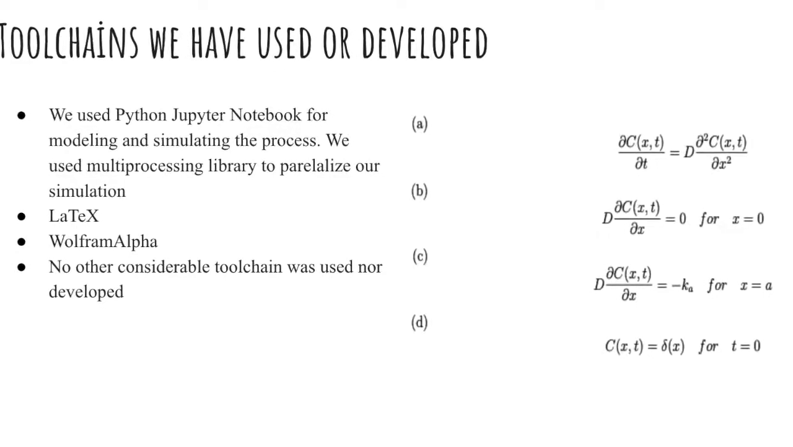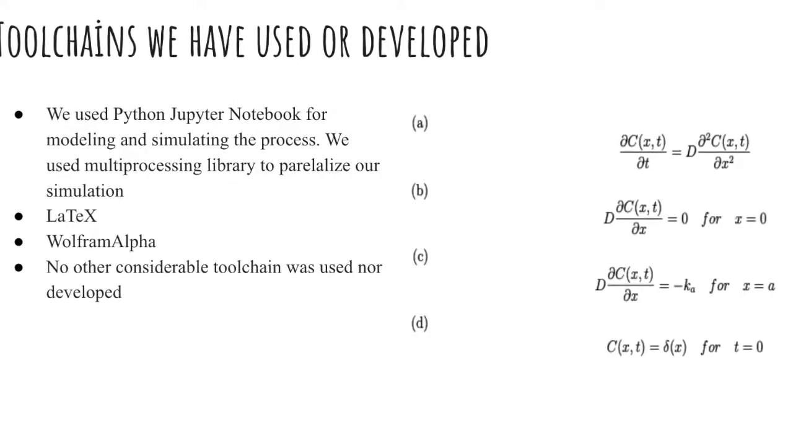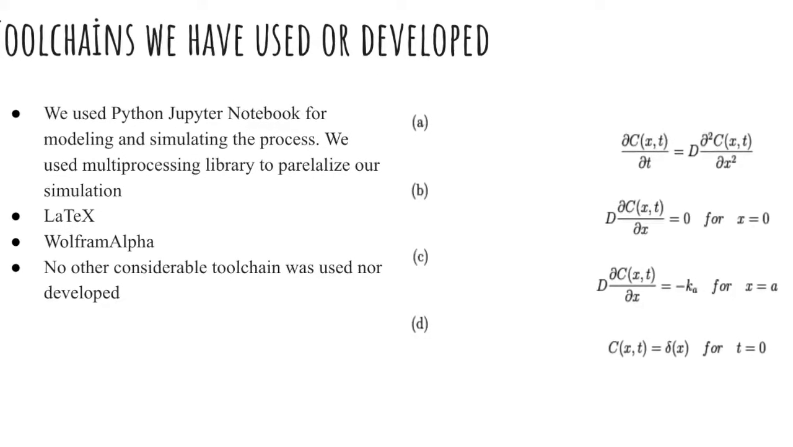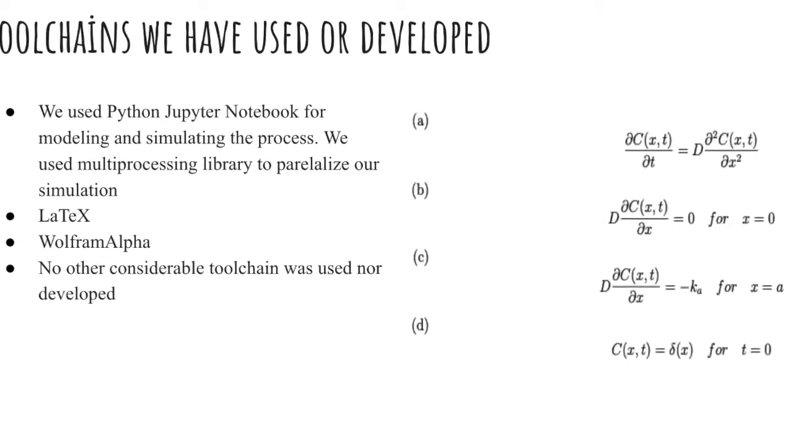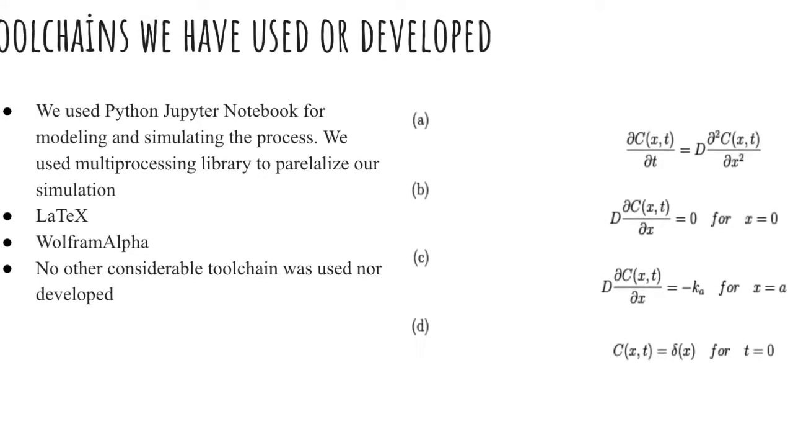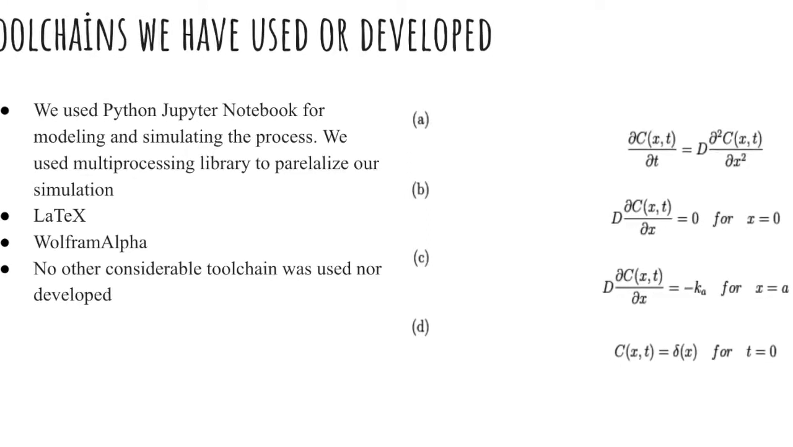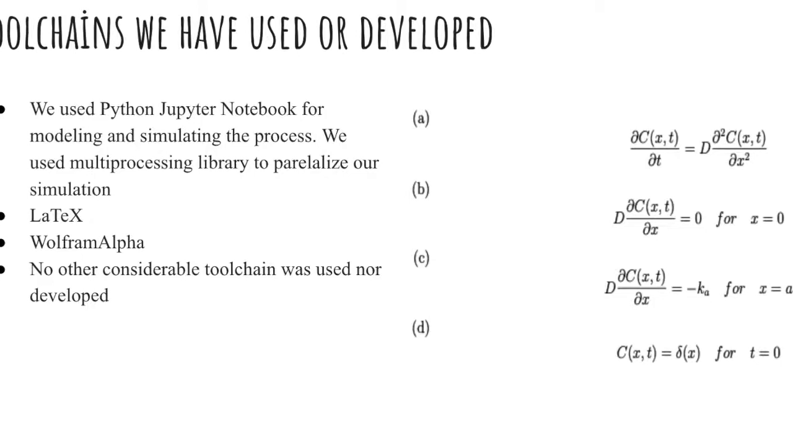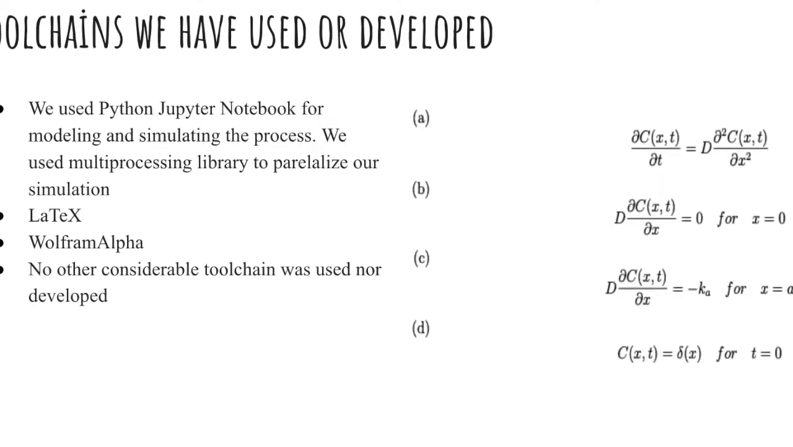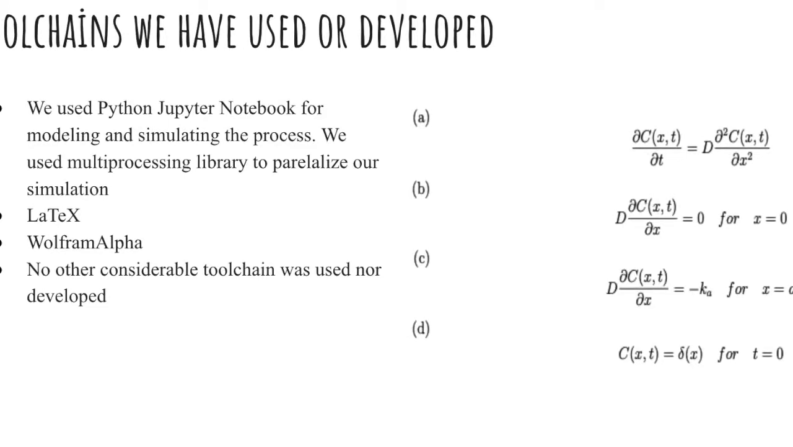We used LaTeX to keep our analytic solutions clear. When they are written on paper, it is only rubbish. We sometimes used Wolfram Alpha-like tools to help with analytic solutions. We didn't use or develop another considerable toolchain. On the right, you can see the analytic problem definition of an absorbing postsynaptic and reflective presynaptic wall.